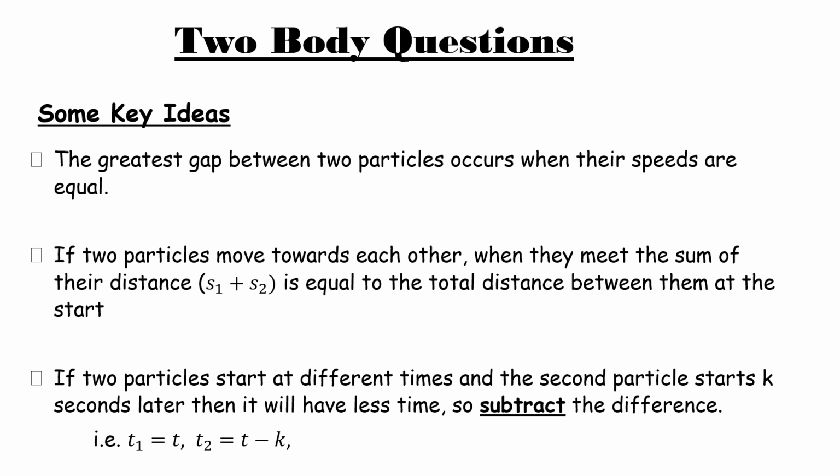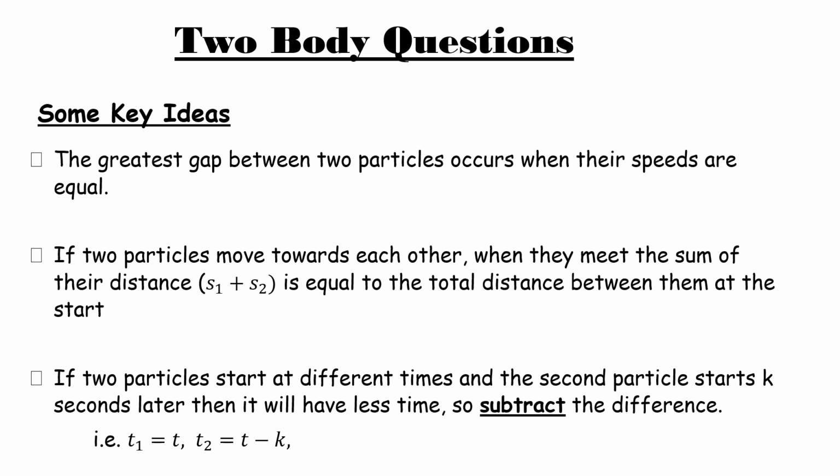Here are some key ideas to keep in mind when we're looking at two-body questions. The first one is that the greatest gap between two particles occurs when their speeds are equal. Now, I just need to caveat that by saying that's when the back particle or back body is catching up on the one in front of it, okay? If the one in front is going on ahead and will continue to get further and further away, then the greatest gap will effectively go to infinity if it continued that pattern. So here we're talking about the greatest gap when the body behind is catching up on the particle in front.